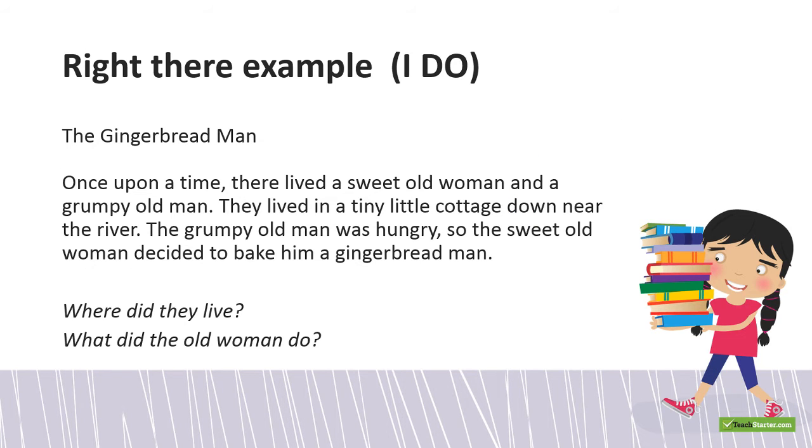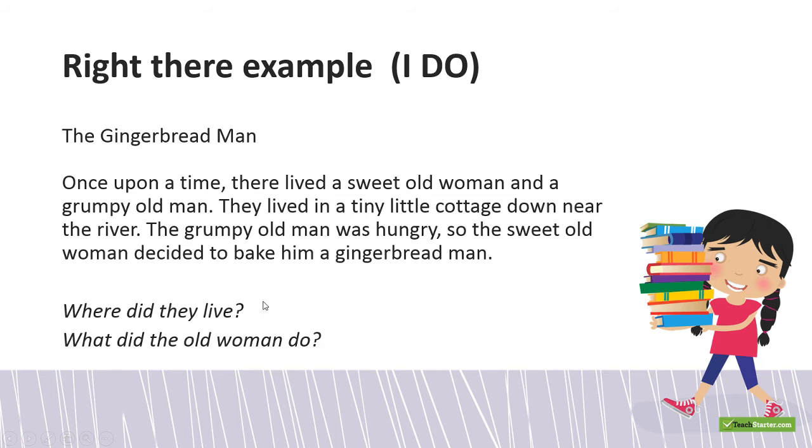Here is an example of a right there question, and the students have done this in class, so they should be familiar with being able to identify right there questions and where the answers are in the text. But for parents, here is an example. The child will read the passage out loud to you. The Gingerbread Man. Once upon a time, there lived a sweet old woman and a grumpy old man. They lived in a tiny little cottage down near the river. The grumpy old man was hungry, so the sweet old woman decided to bake him a gingerbread man.